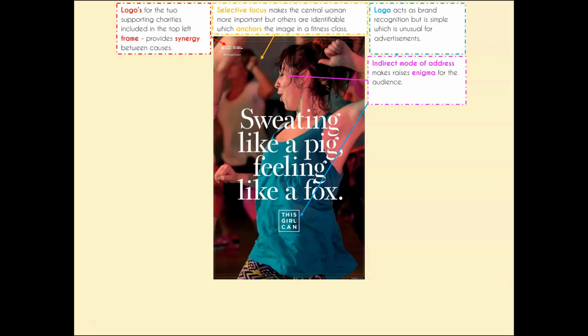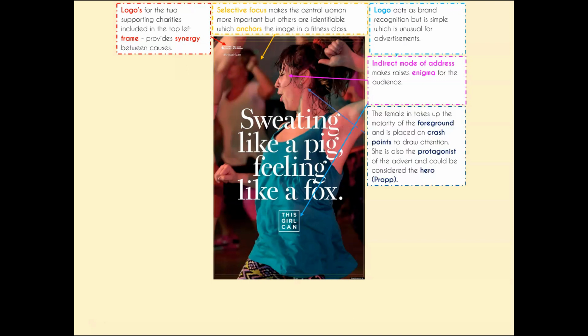Now, the indirect mode of address that this lady is showing us here suggests that there's some sort of mystery. We want to know why she's not looking at us. What is she looking at instead? Why has she got her eyes closed? And this helps us to engage within this particular advertisement, unlike direct mode of address, where that connection is sort of instant by looking eye to eye.